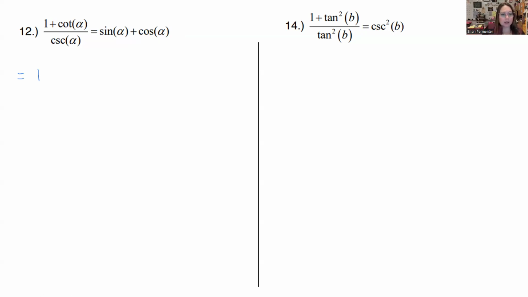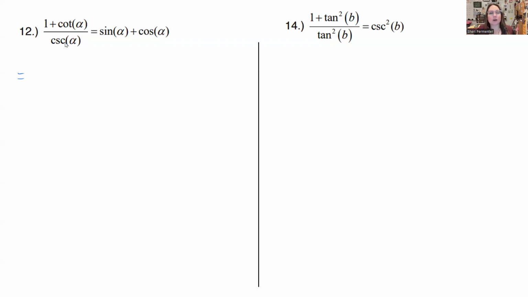So I get 1 plus, what's cotangent? Actually, we're gonna do something different. So for this one, do you notice how we have one fraction here? Here we have two different terms. So anytime that I have one thing that's all together and the answer is split up, I need to split the fraction. And so to split the fraction, all I do is use the same denominator.